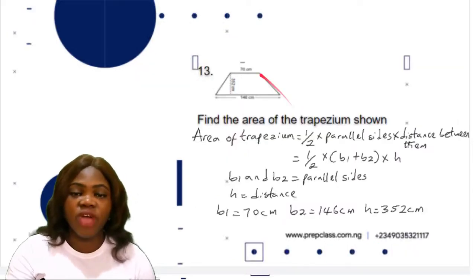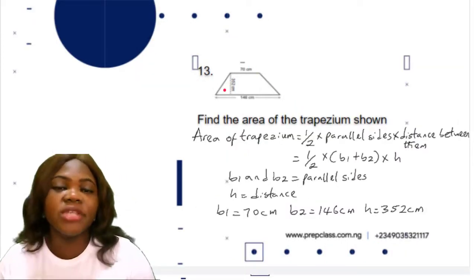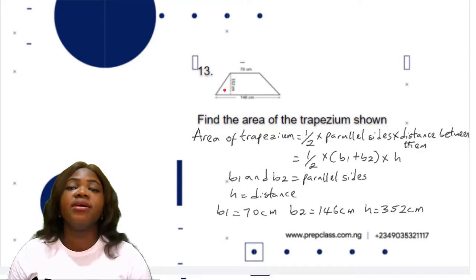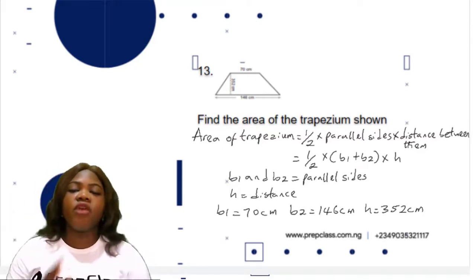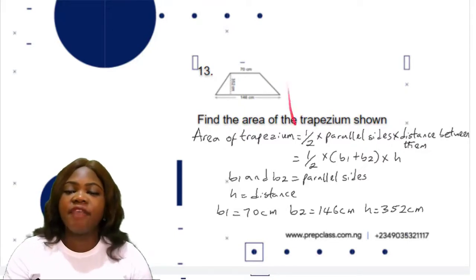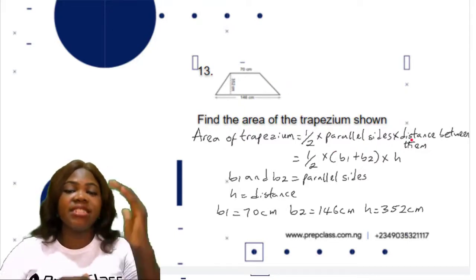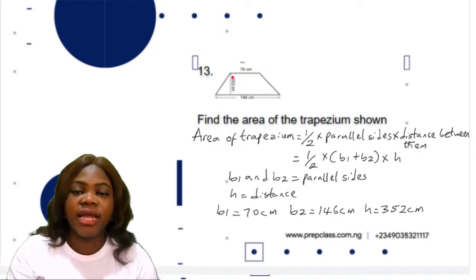Okay, so this is a trapezium. So what is a trapezium? A trapezium is a quadrilateral that has two parallel sides and two non-parallel sides. So the area of a trapezium is given as half times parallel sides times the distance between them. So these are the parallel sides and then this is the distance between them.